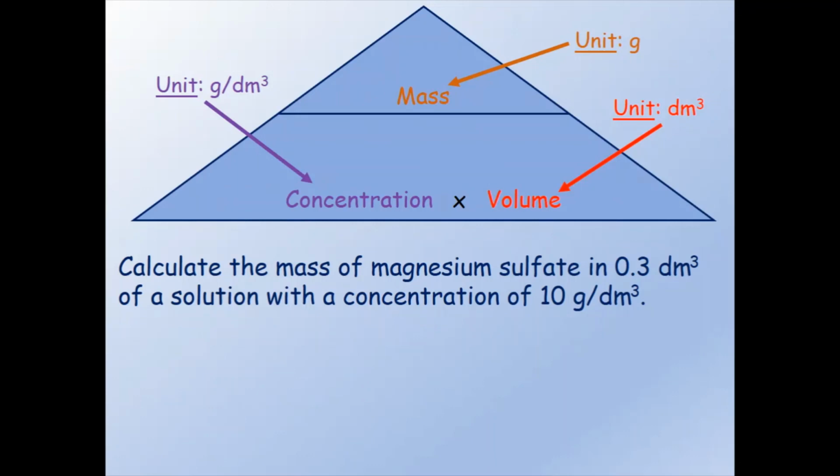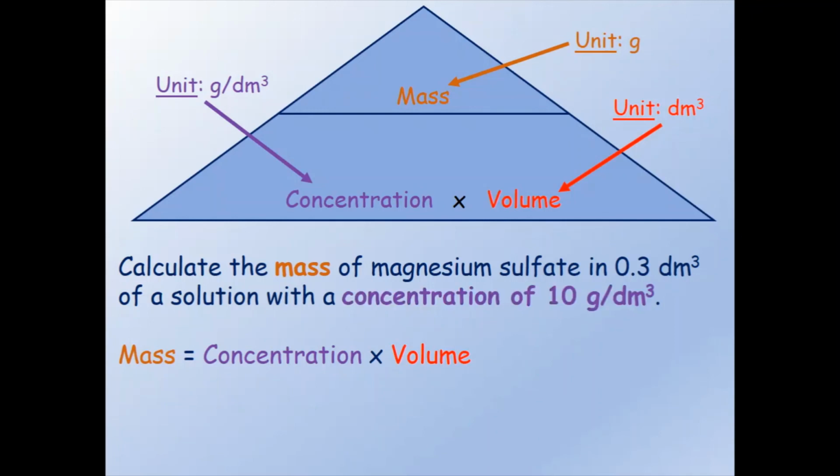Here we have to calculate the mass, so we start writing mass equals. Now we have to cover up the mass in the formula triangle, and what we are left with is concentration times volume. The concentration in this question is 10 gram per decimeter cube, and the volume is 0.3 decimeter cube. So we get 10 gram per decimeter cube times 0.3 decimeter cube, and this gives us a mass of 3 gram.